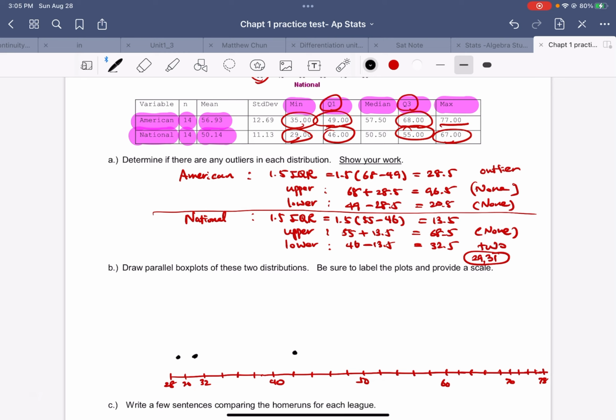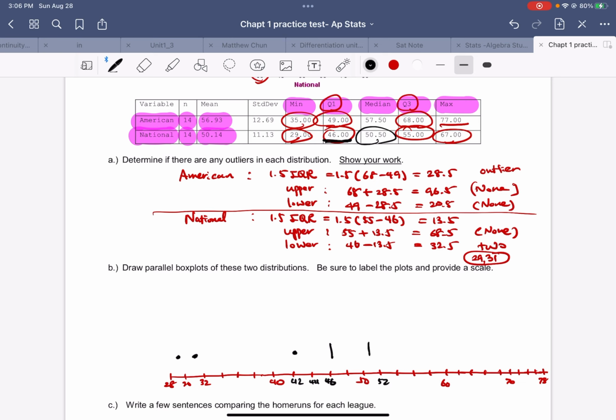Then quartile 1 for the National League is 46. So this is 42, 44, 46 right here. And then I'm going to draw the median, 50.50. So that's 52, 54, and 50.50 is somewhere here. Oh, 50.50, not 55. 50.50, this is a 52, so 50.50 is a little less than that. A little less than 51.